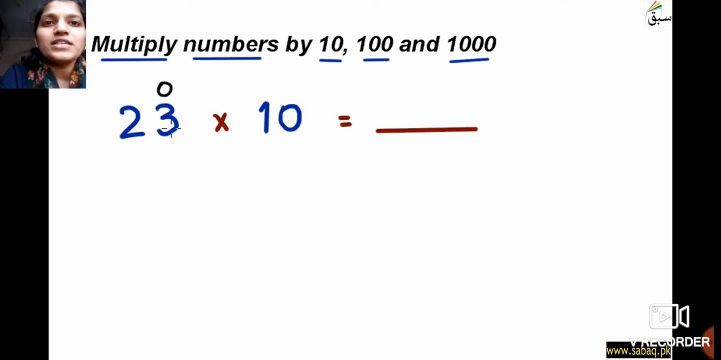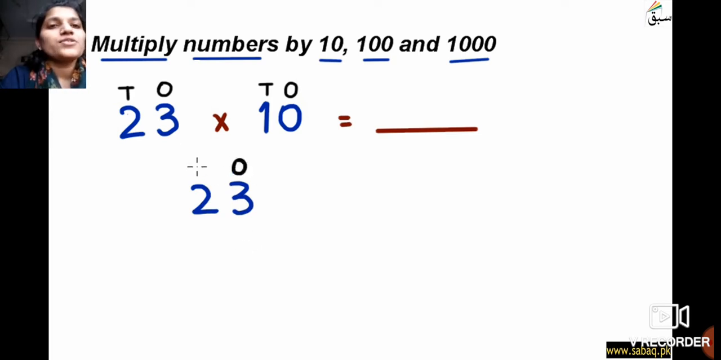So here we know that 3 is in the ones place and 2 is in the tens place. Similarly here 0 is in the ones place and 1 is in the tens place. Now we are going to write the numbers here. 23 into 10: 3 is ones, 2 is tens, so 0 and 1, as we are going to multiply 23 by 10.